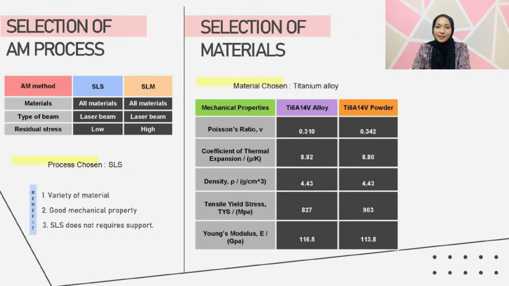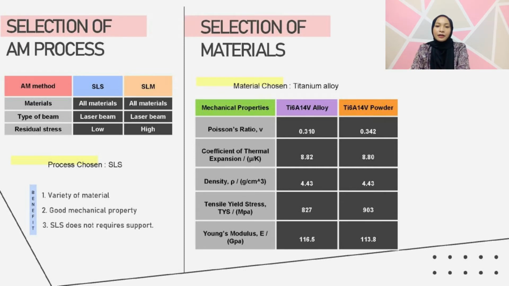Selection of the AM process. From the table on the left side, for the production method of the bracket, selective laser sintering, which is the SLS method, is chosen. Compared to SLM, SLS results in lower residual stress. The capability of the SLS process to deal with a variety of materials makes it versatile. A very wide range of materials can be fused, such as stainless steel, aluminium, and titanium.